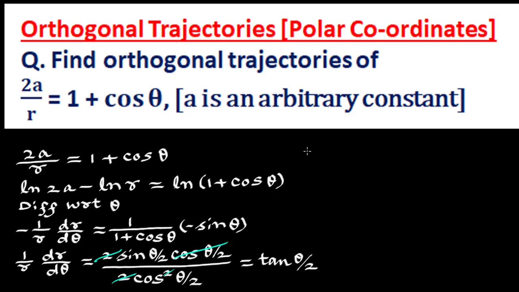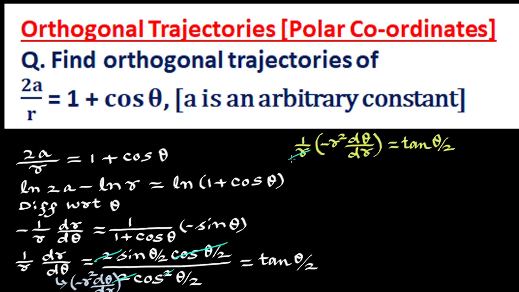Now for orthogonal trajectories, we will replace this dr by d theta by minus r square d theta by dr and write 1 by r into minus r square d theta by dr equals tan theta by 2. Cancelling 1 r and rearranging the terms and separating the variables, we write dr by r equals minus cot theta by 2 d theta, which is the differential equation of orthogonal trajectories.